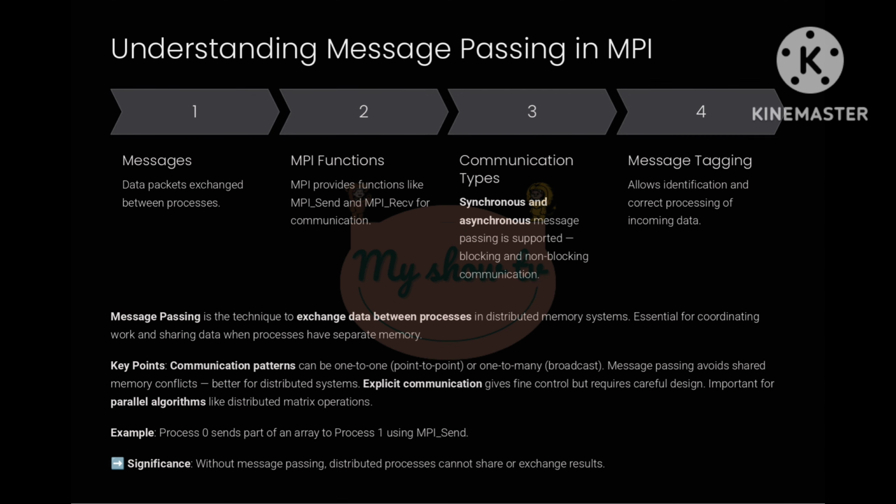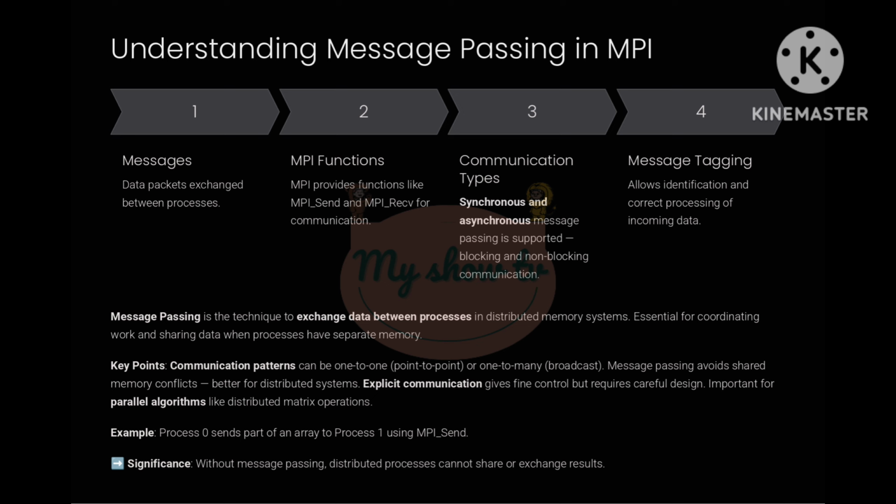Understanding message passing in MPI. Next, let's talk about message passing, which is the core mechanism of communication in MPI. When we say message passing, we mean that processes explicitly send and receive data to work together. In MPI, messages are the units of data exchanged between processes, and functions like MPI_Send and MPI_Recv are used to perform these exchanges. Message passing in MPI can be either blocking, where a process waits until the communication is complete, or non-blocking, where a process can continue working while data is being transferred.